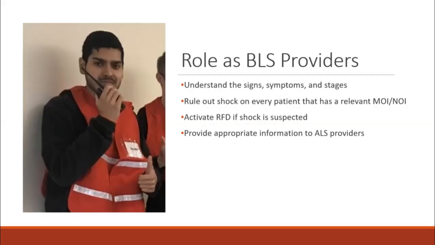So as mentioned, our main job, our main responsibility is to understand the signs, symptoms, and stages. When we go to a call, we should be thinking about the MOI or NOI and thinking to ourselves whether or not it would be possible to cause shock and consider everything in the big picture to think if shock could be here. Anytime we suspect it, we need to activate RFD and provide appropriate information about what we found out and why we suspect shock to the paramedics once they arrive.